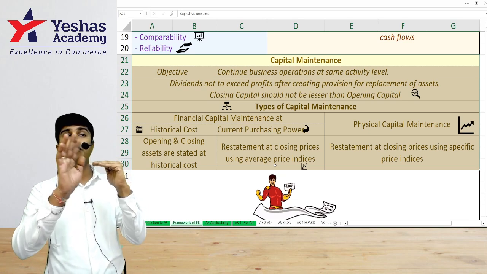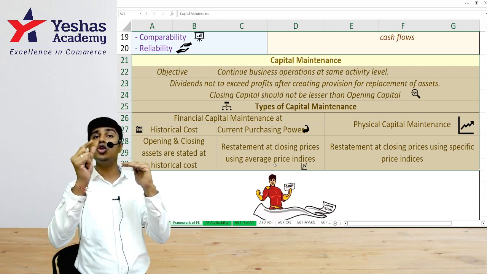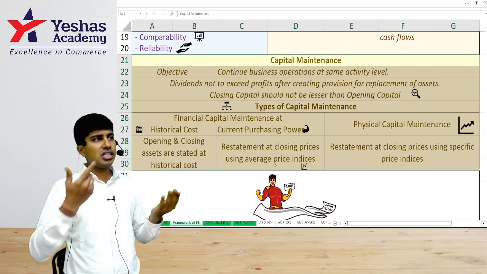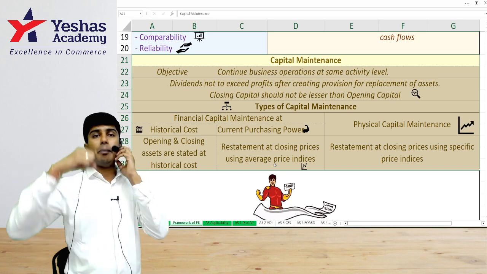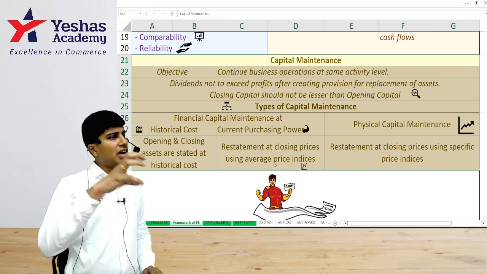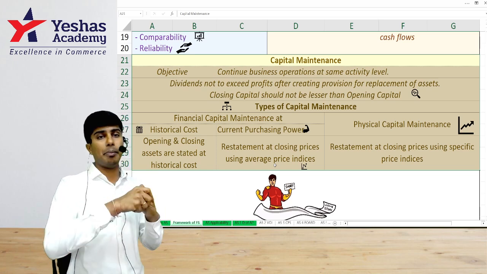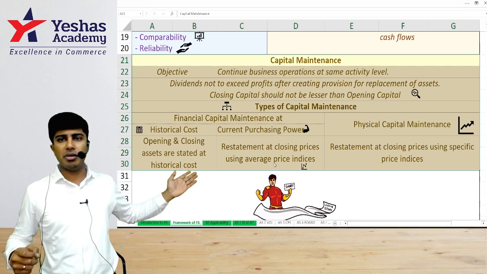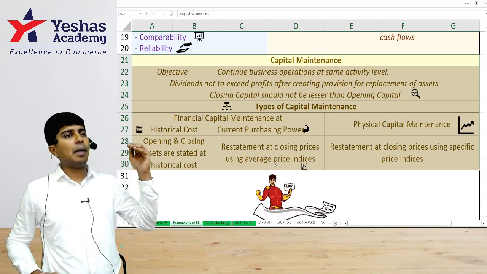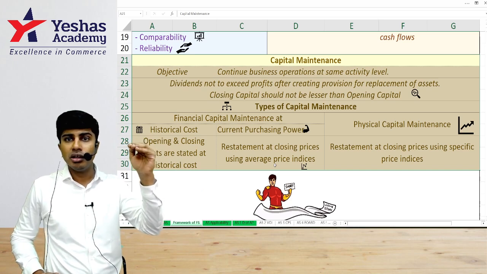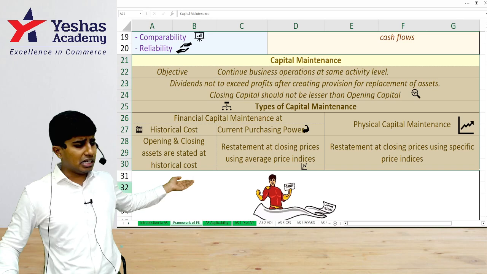When I say level, I'm not talking about amount, I'm talking about units. I'm talking about units in stock. So this is to ensure that we don't withdraw capital. And a businessman can withdraw his drawings by way of profit, but not eat into the capital. So this is ensured by capital maintenance. Here they tell how much is the capital that should be maintained. So there are multiple ways.